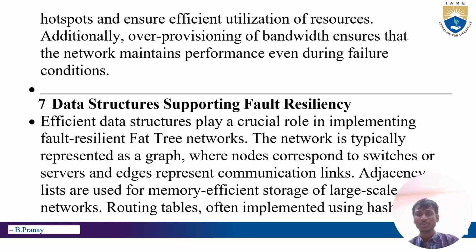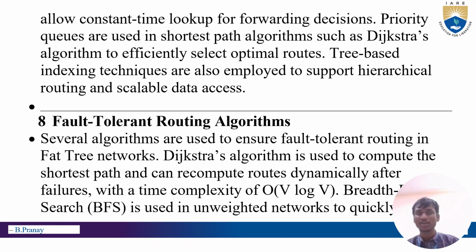Efficient data structures play a crucial role in implementing fault resilient fat tree networks. The network is typically represented as a graph where nodes correspond to the switches or servers and the edges represent communication links. Adjacency lists are used for memory efficient storage of large scale networks. Hash tables used in routing tables allow constant time lookups for forwarding decisions. Priority queues are used in shortest path algorithms such as Dijkstra's algorithm to efficiently select optimal routes. Tree based indexing techniques are also employed to support hierarchical routing and scalable data access.